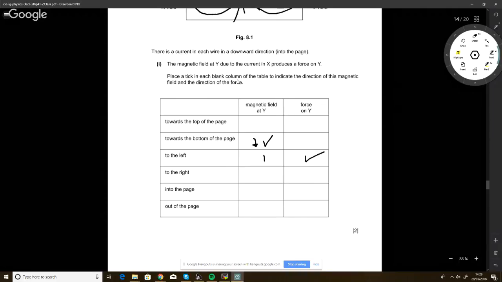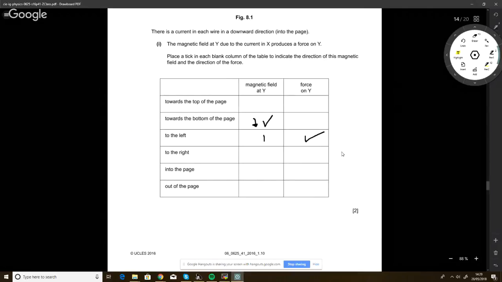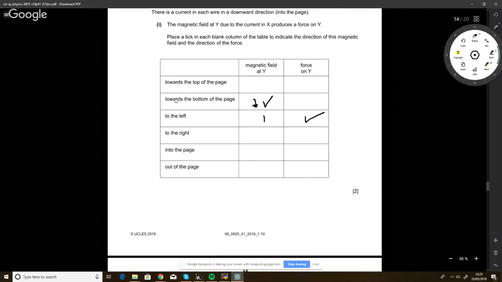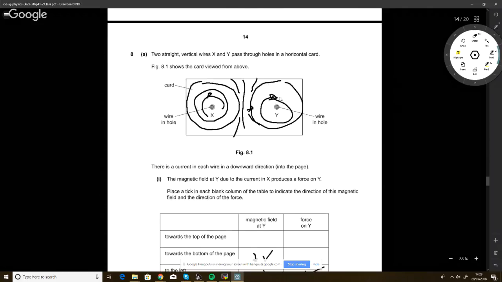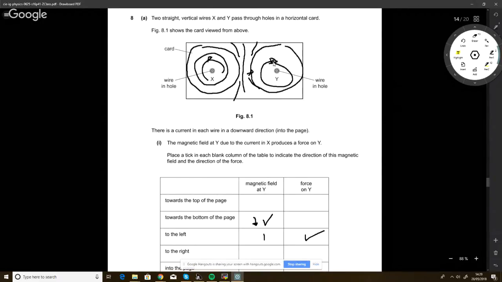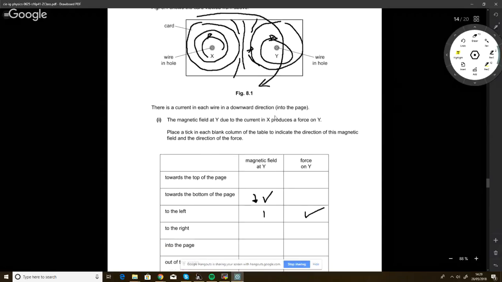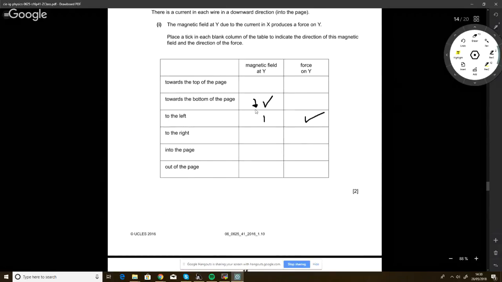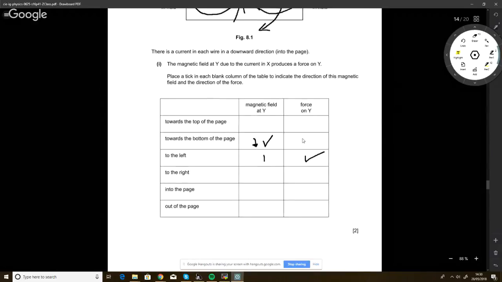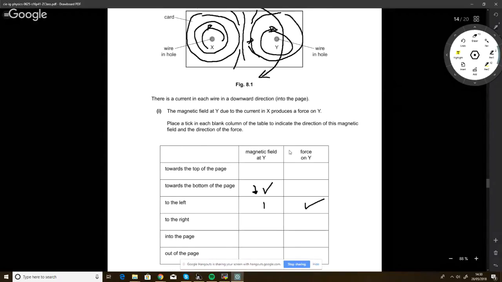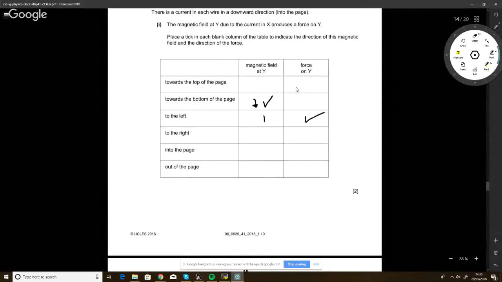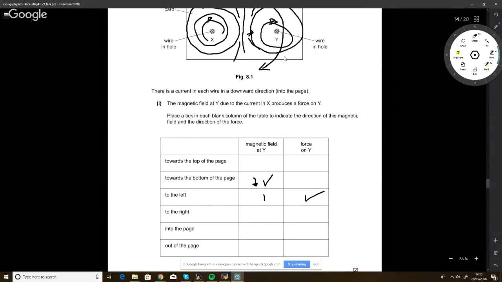Place ticks in each blank column of the table to indicate the direction of the magnetic field and the direction of the force. Okay, so if we start looking at this, we say the magnetic field at Y. Okay, we can see it's sort of rotating around. So this, I've actually drawn the interaction, the combined magnetic field. But if we look at the magnetic field of X on Y, it's actually also just sort of round and down. Okay, so it's towards the bottom of the page, tick. Now the force at Y, the interactions are going to pull, so it's going to be the forces to the left.